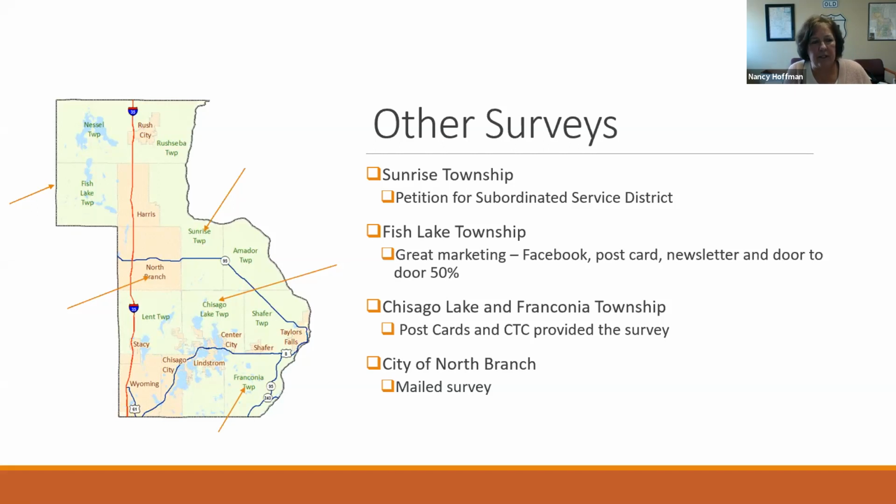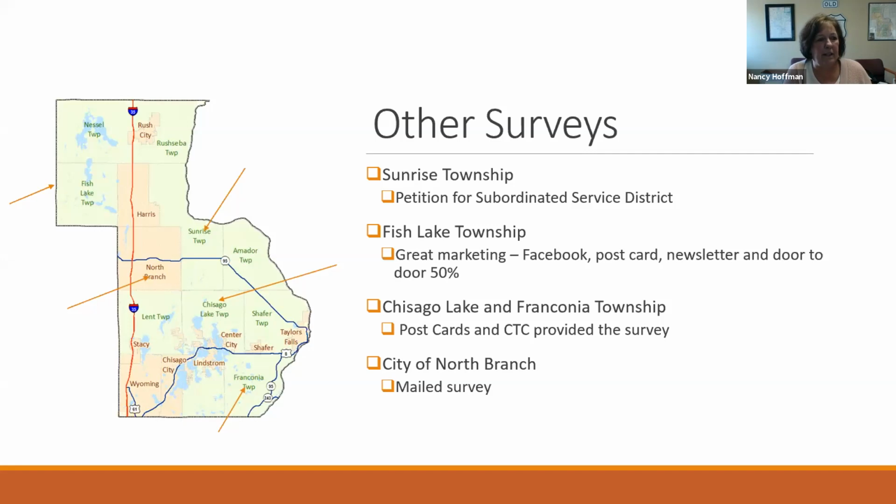Chisago Lake and Franconia Township did a feasibility study working with CTC, and CTC also submitted a border-to-border broadband grant for them, and they did it through CTC. CTC had an online place where people could go for the survey, and that was mostly promoted through postcards, news articles in the paper, and especially Franconia already had a communications group for the township, so they were able to spread the word quite well, and had a very nice, I don't remember the numbers, but a very nice outcome of surveys submitted.